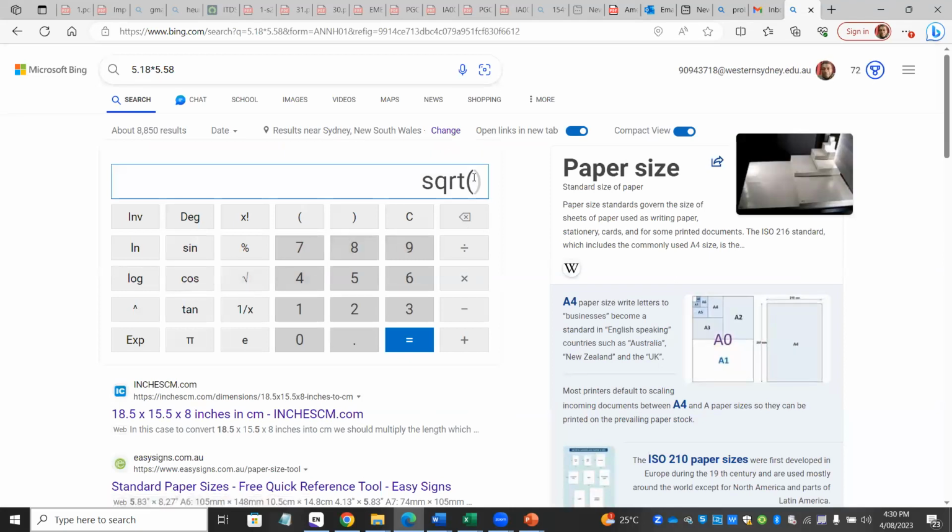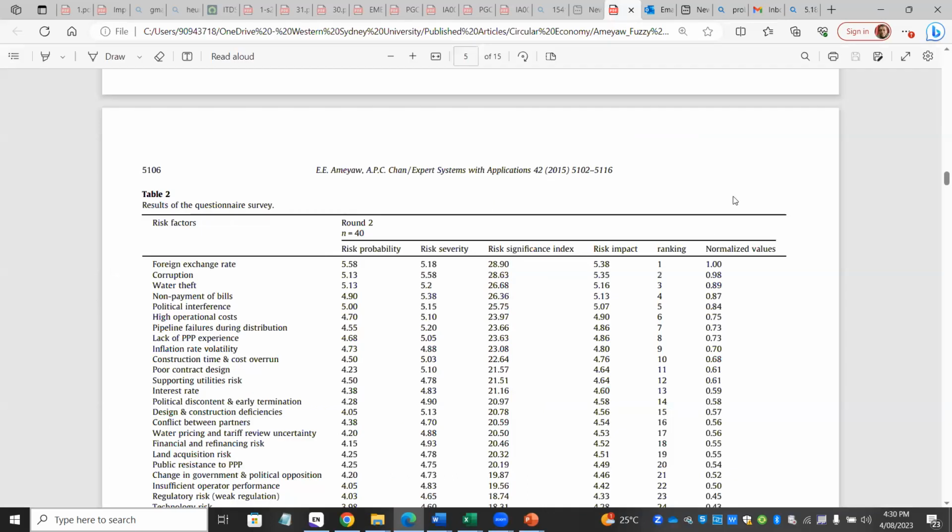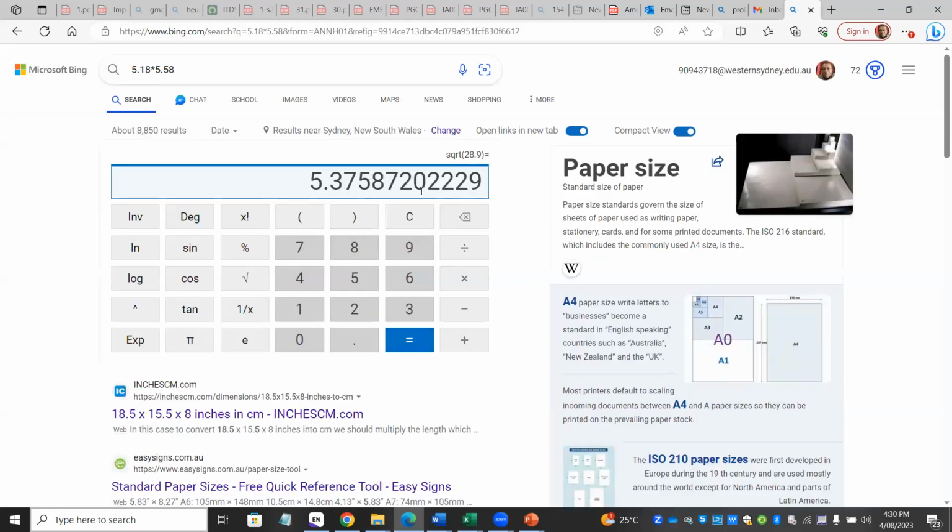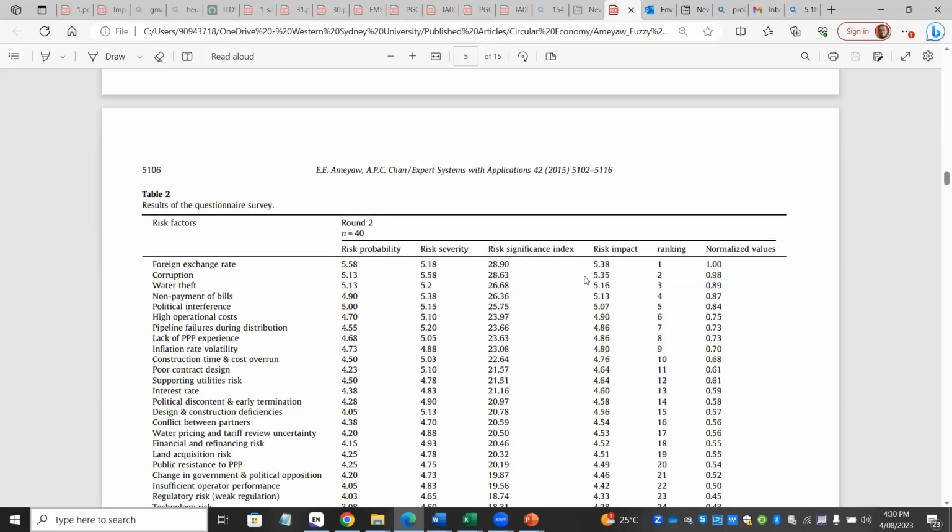Square root of 28.9. So that will give us 5.37. It's 5.38. Is that what it was? Yes. So 5.38 to 2 decimal places. Convert this one into 1, add it to make it 8. Okay. So yeah, you have it.